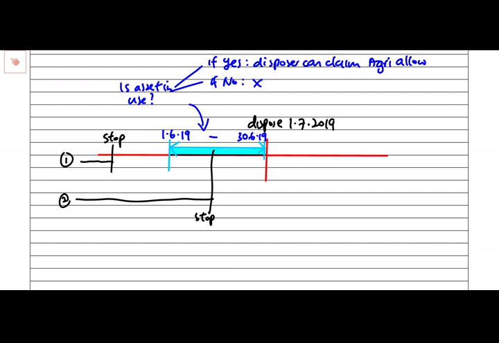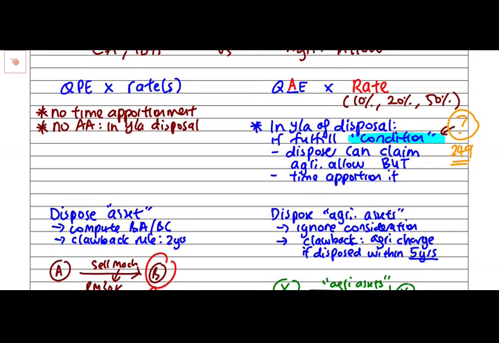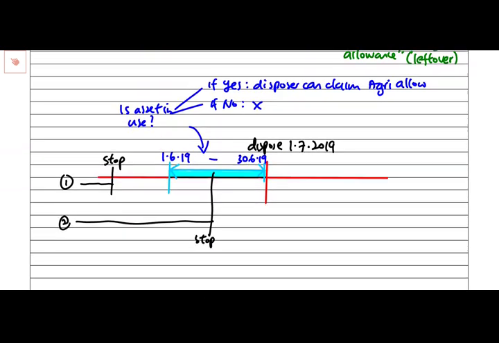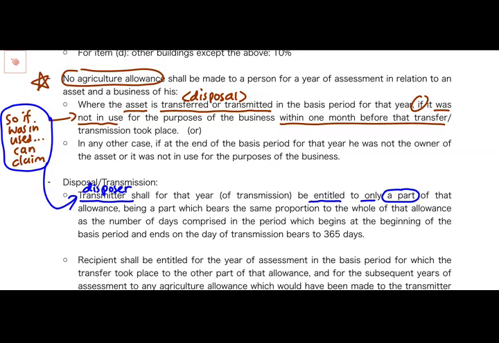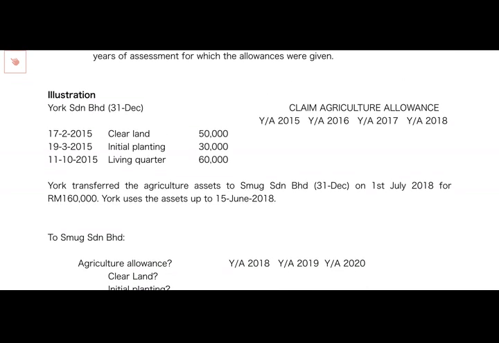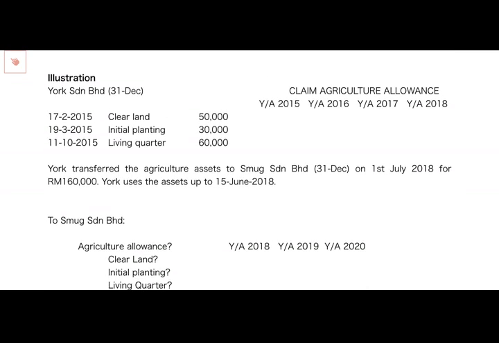Okay, can we go to page 251? I will come back to this table again and explain a few more issues to you, but I want to show you with some numbers. So you just come to page 251. So agriculture allowance is really simple. It's so much easier than CA and IBA. Okay, let's look at this example.